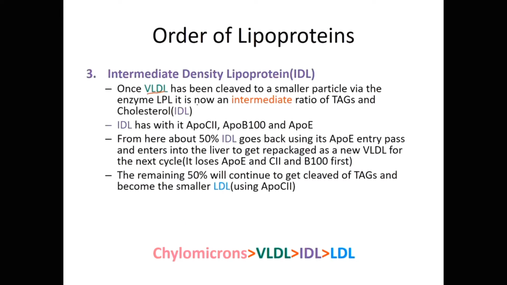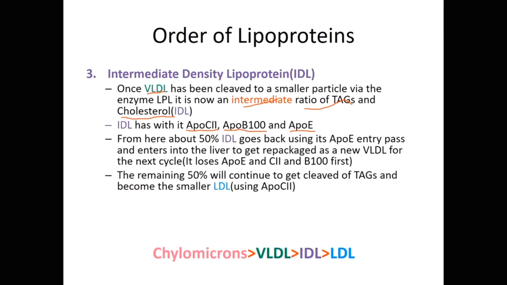So once VLDL is cleaved into this IDL, this intermediate, and now has kind of an equal balance ratio of tags and cholesterol, then we can call it an intermediate. This molecule has ApoC2 because VLDL picked it up for it and then got cut a little bit smaller. It also has ApoB100 because VLDL had that on it originally and became IDL. And then ApoE, which also was picked up from HDL in the process of coming out to the periphery.